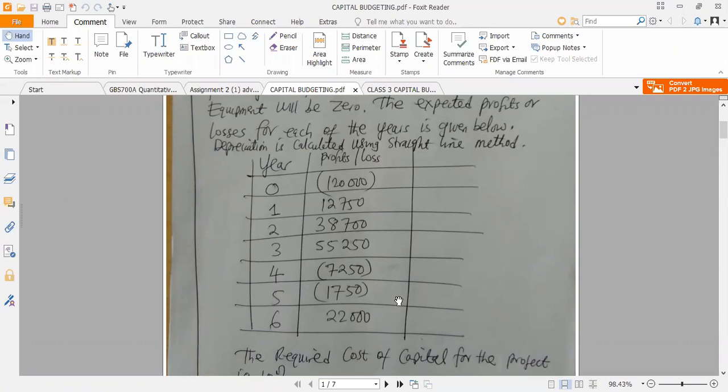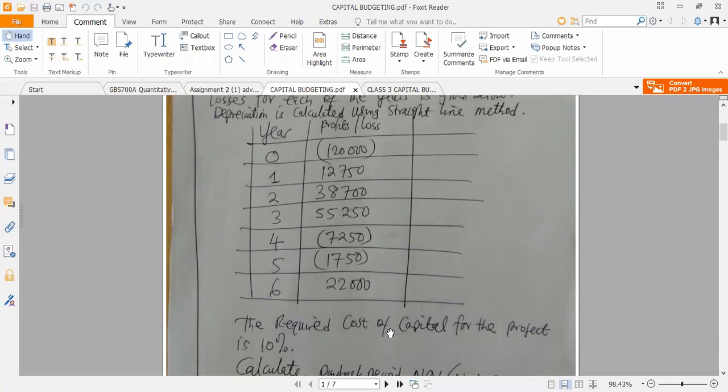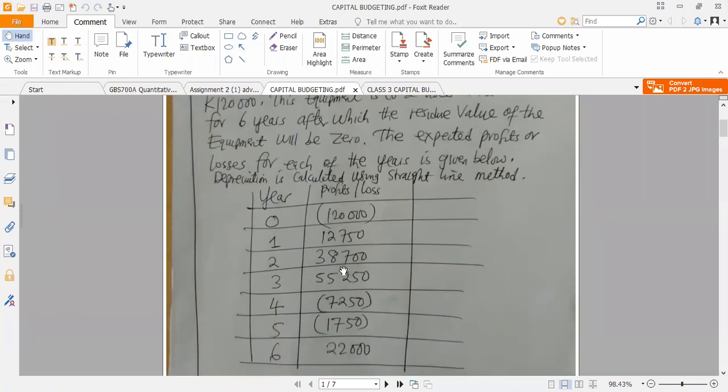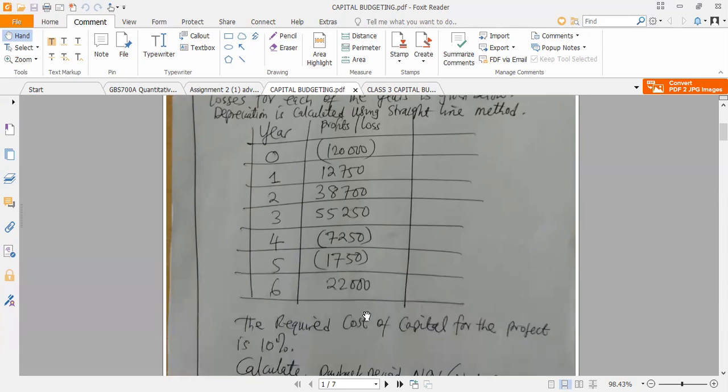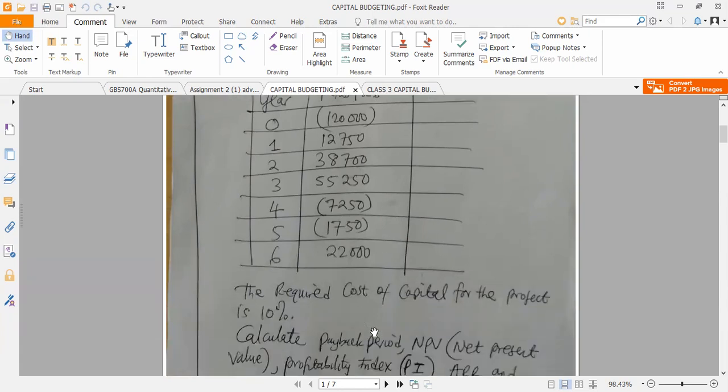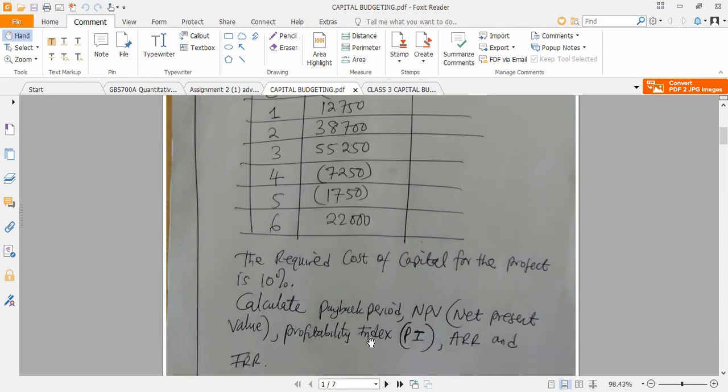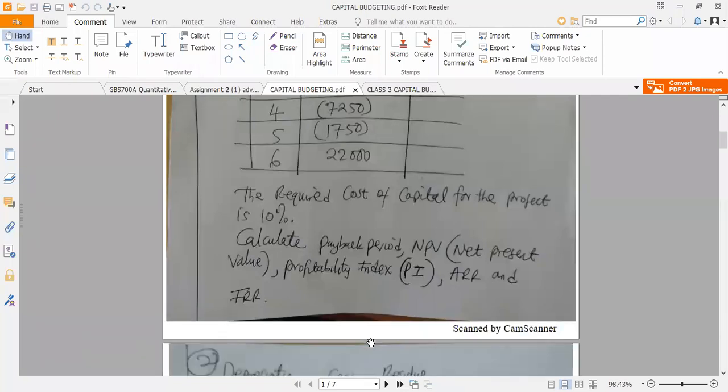Yes, so now the required cost of capital for the project is at 10%. This company invested 120,000 in this equipment at year zero, because that's the time they made the purchase, and then the profits or losses thereafter for year 1, year 2, year 3, year 4, year 5 through to year 6. The required cost of capital is 10%. So we need to calculate the payback period, the net present value, the profitability index, accounting rate of return, and the internal rate of return.